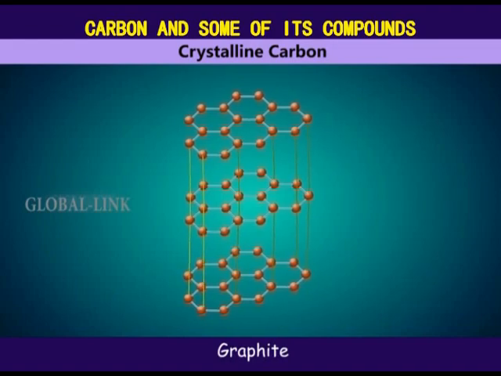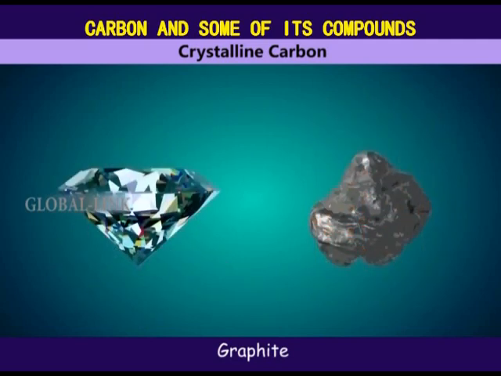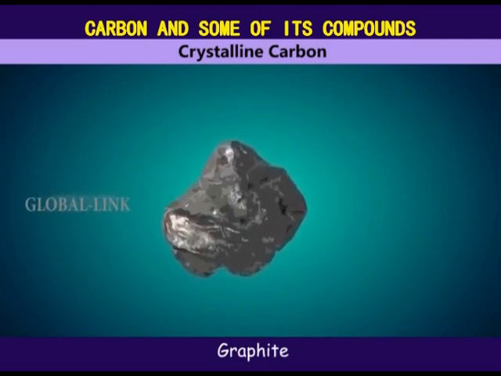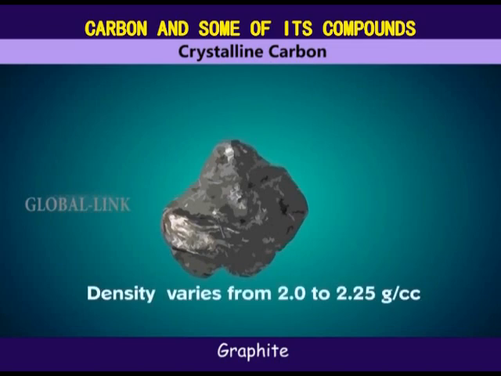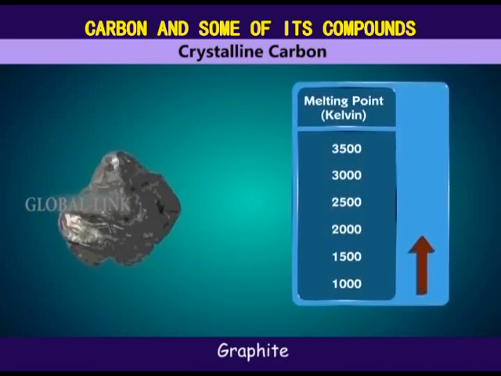Due to its structure, graphite is not as hard as diamond and is greasy. It's gray in color and opaque with metallic luster. Graphite's density varies from 2 to 2.5 grams per cubic centimeter and melts at 1800 Kelvin.